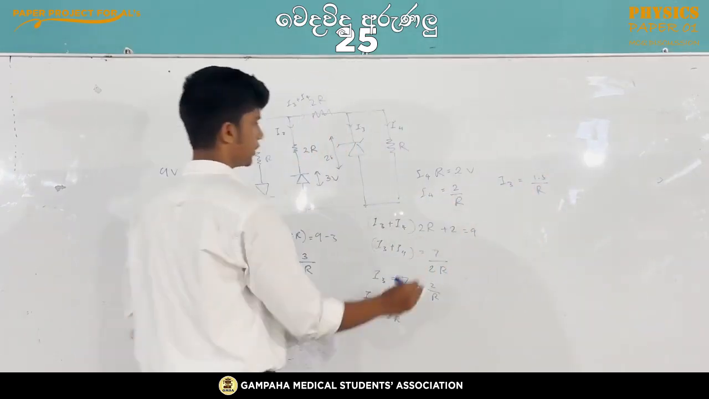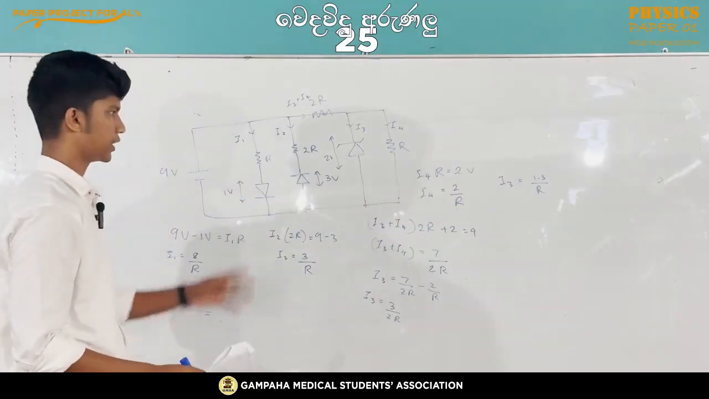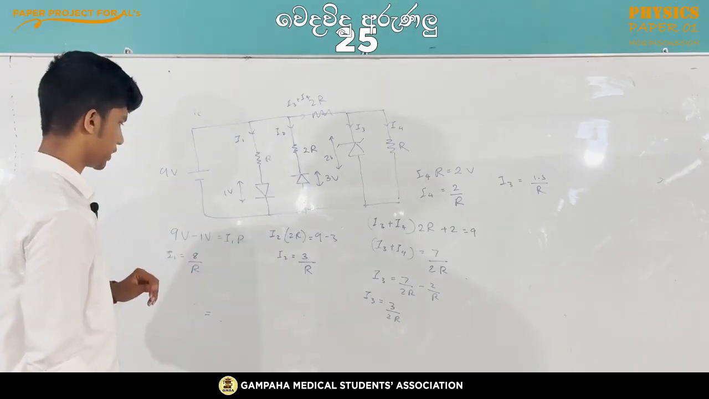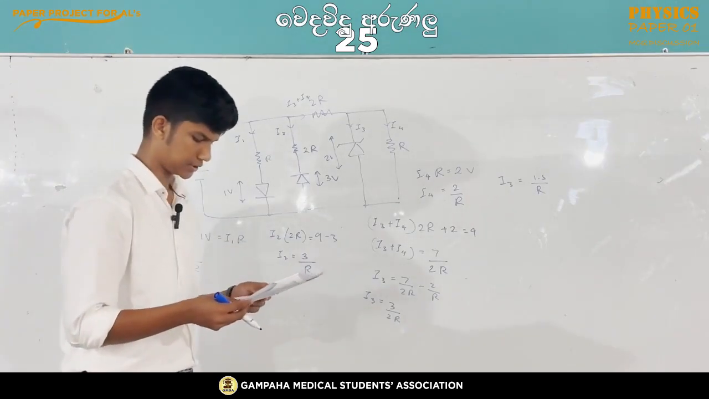So here you can see that I3 is the minimum current out of all 4 currents and I1 is the maximum current. So then the correct answer is the third answer.